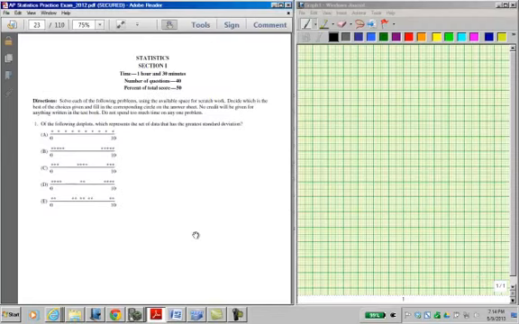The greatest standard deviation will be the distribution that has the fattest tails. It's got to be B. That has more data in the tails than any other distribution. Notice they all have the same number of dots, 10 dots, but only B has the most data in the left and right hand tails. Therefore, it's going to have the widest spread.